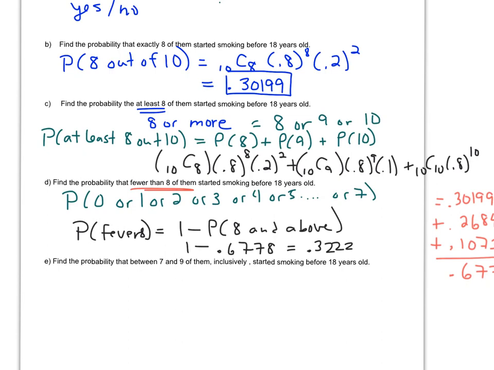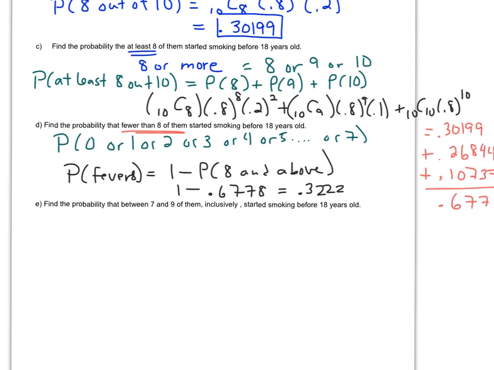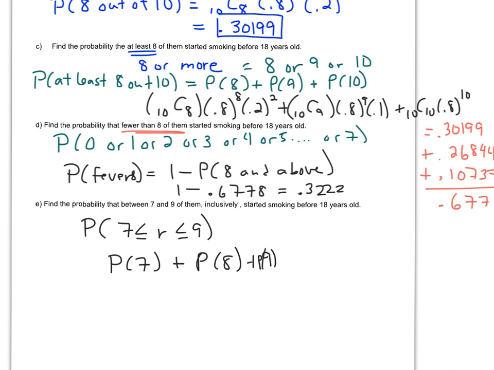Last one is very similar. It says find the probability between 7 and 9 of them inclusively started smoking. Inclusively means we're going to be between 7 and 9. Since it's discrete, remember there's no numbers between 7 and 8, so it's basically the probability of 7 out of 10, 8 out of 10, 9 out of 10. And we know a lot of these probabilities. I know 8 from above is 0.30199.